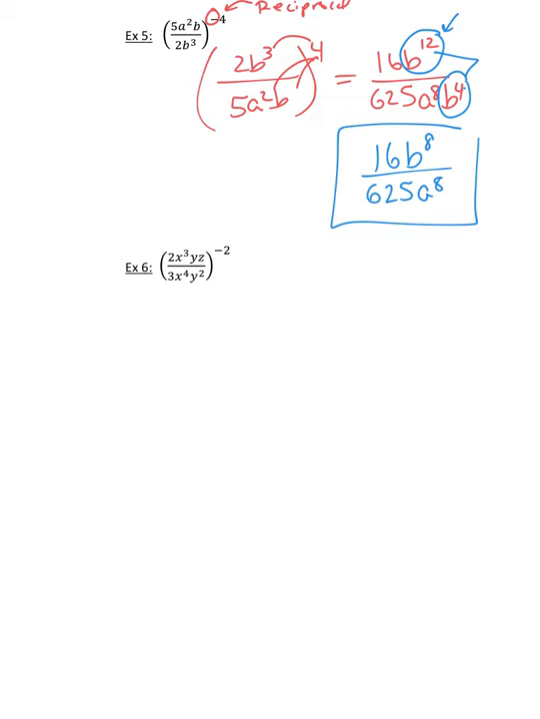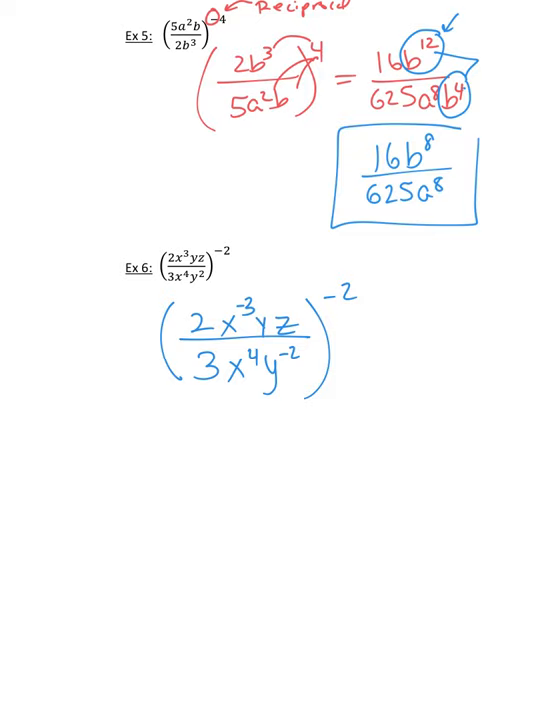Okay, on this last example, I actually want to change it a little bit. Let's change it because it doesn't have any negative exponents. I think I intended to put negative exponents. Let's put 2x to the negative third yz over 3x to the fourth y to the negative second, all to the negative second.